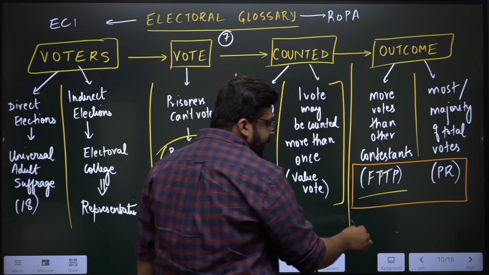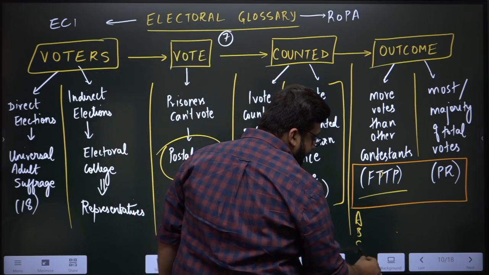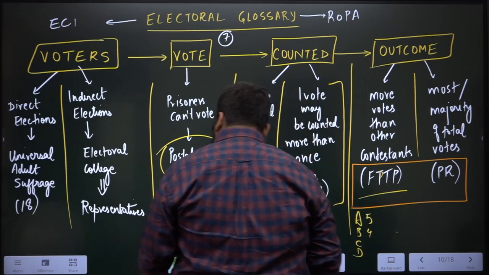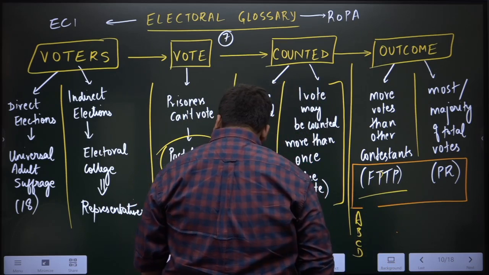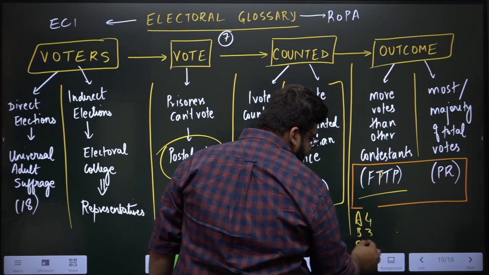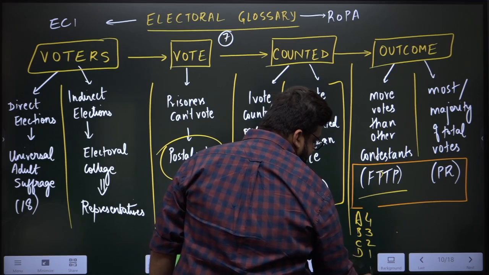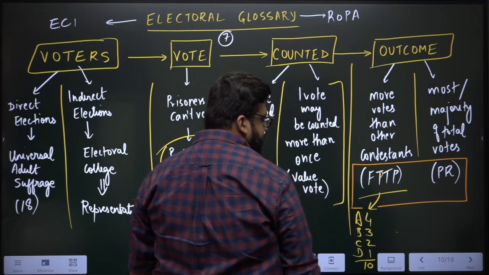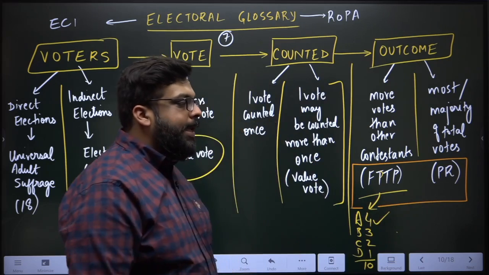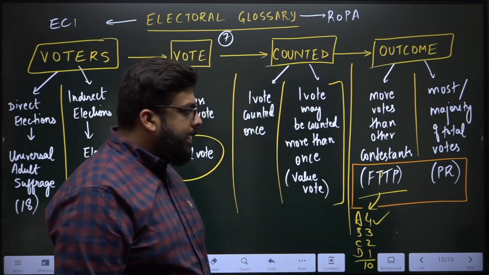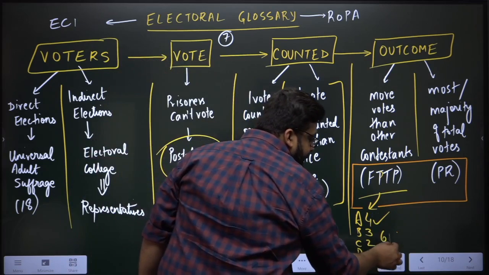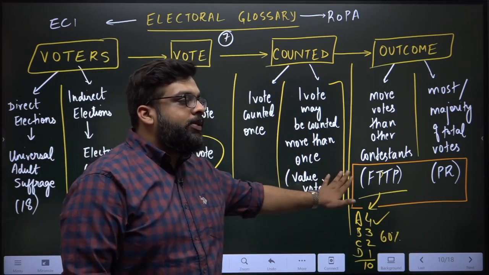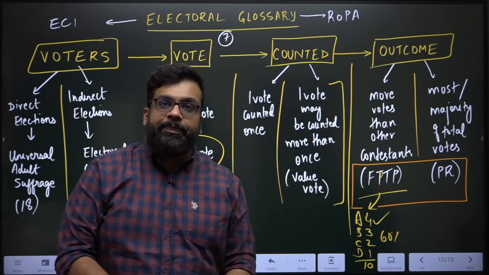First past the post would be, let us say there are 4 contestants, A, B, C, D. Let us say A has gotten 4 votes, B has gotten 3 votes, C has gotten 2 votes, and D has gotten 1 vote. This makes a total of 10. Through first past the post system, A has been declared the winner because A has more votes than everybody else. This still means 60% of the people don't want A, but that's the story for another time. But this is what is called first past the post system.